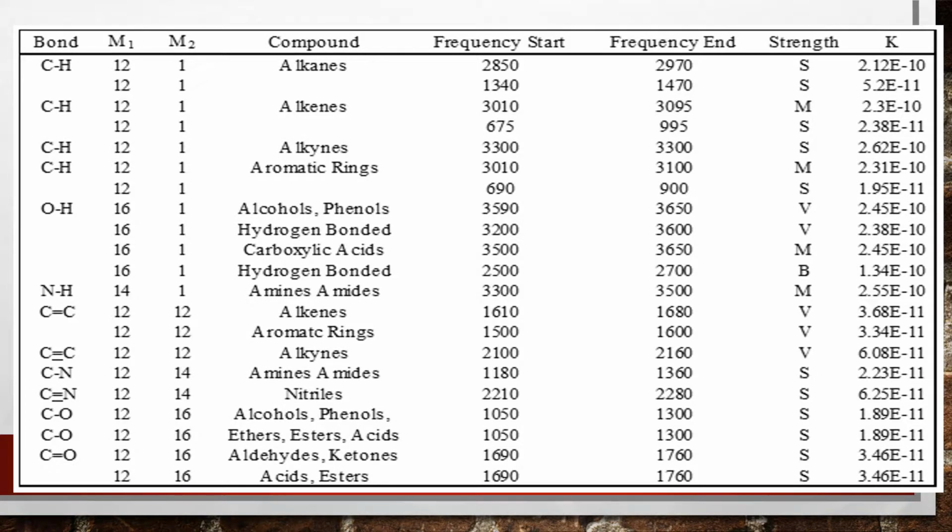The table shown here tells us what frequency we should expect to find each bond at for each functional group. The table also tells us the force constant for each bond. This table is extremely valuable when trying to identify each functional group from a spectrum.